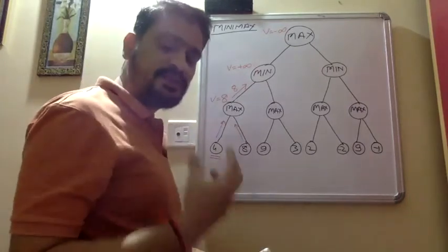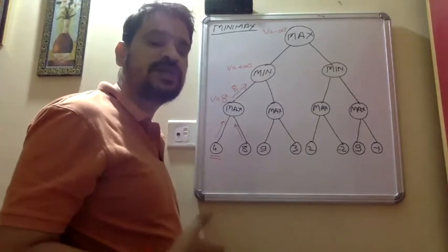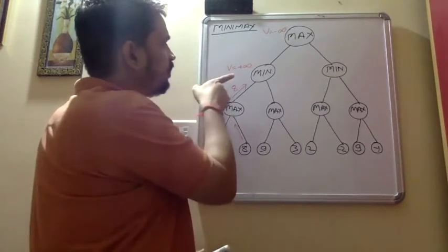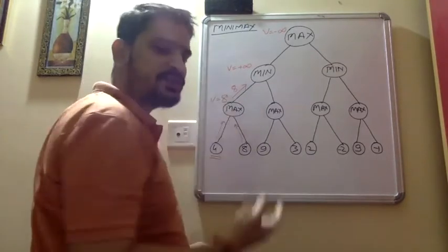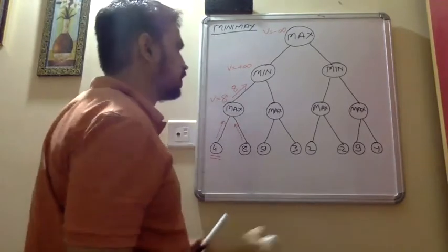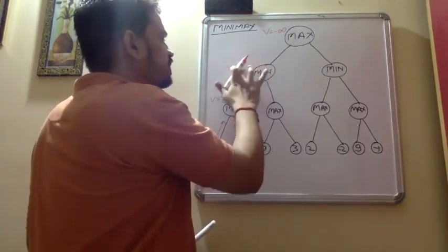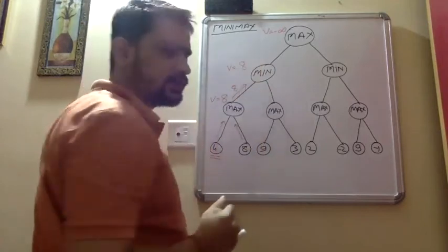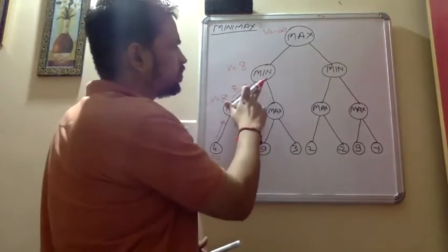So the minimizer will minimize the value and look for the minimum value. Which is the minimum value, plus infinite or 8? Definitely 8 is the minimum value. So this plus infinite will be changed to 8. Now this root has been done.